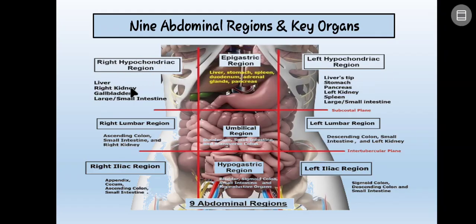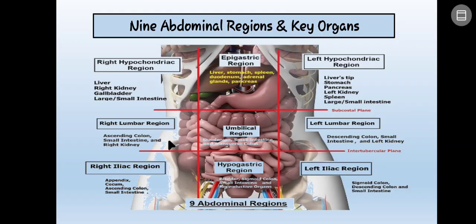So these are the abdominal regions and the various structures that are located within those regions. At the right hypochondriac region, we have a portion of the liver, a portion of the right kidney, the gallbladder, and a portion of the large and the small intestine. The epigastric region, we have a portion of the liver, a portion of the stomach, the spleen, the duodenum, the adrenal glands, and then the pancreas. The left hypochondriac region, we have a portion of the liver, the stomach, a portion of the pancreas, a portion of the left kidney, the spleen, and a portion of the large and small intestine.